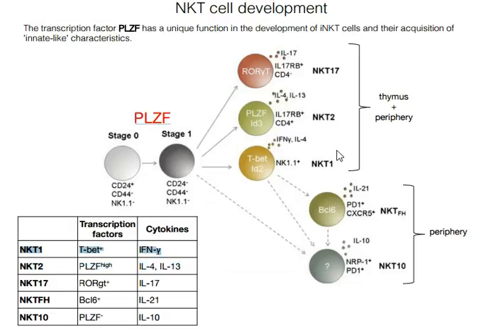And then we have NKT1 cells, which express TBET and produce interferon gamma. So quite comparable to Th1, 2 and 17. But the difference is these are maturing in the thymus and creating all these families.